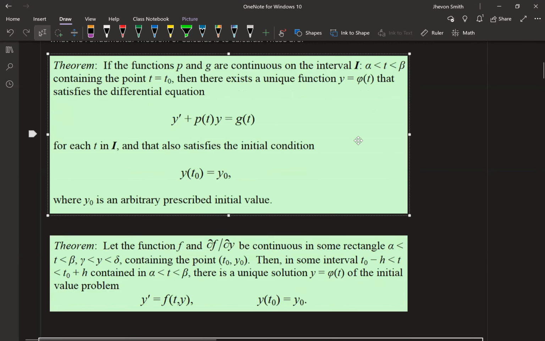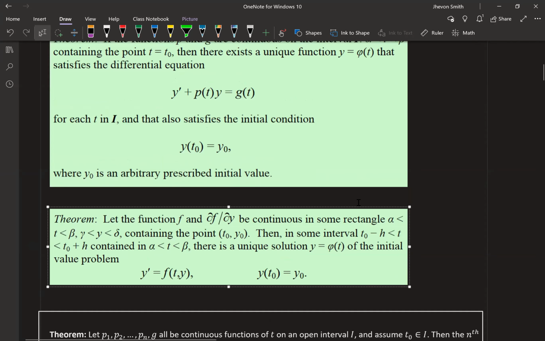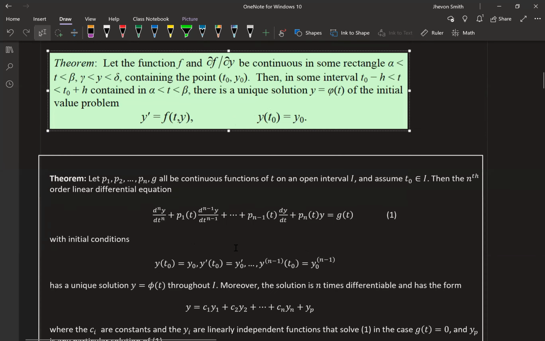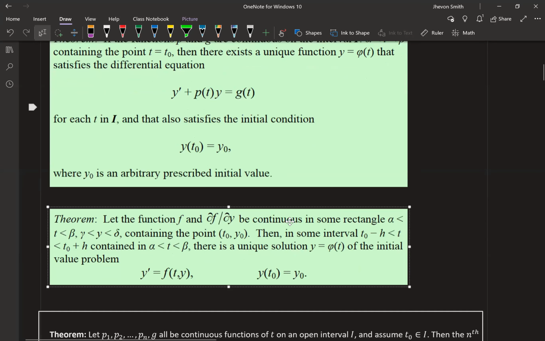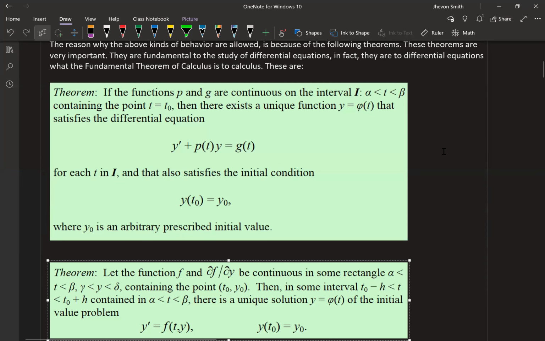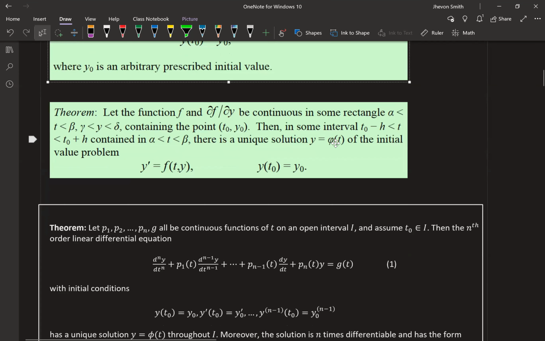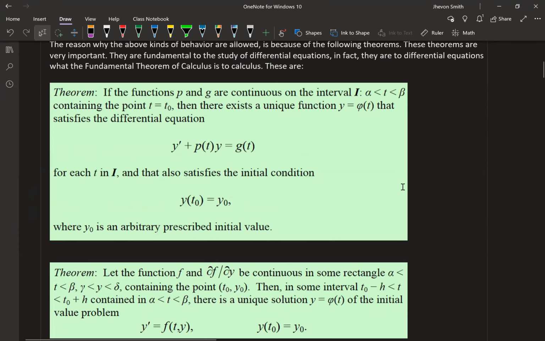So there are two theorems that deal with first order equations. This deals with first order linear, this deals with first order nonlinear. Then there's one theorem that deals with the nth order linear situation. Basically, these guys say a very important fact. These are called the existence and uniqueness theorems. So the first one is the existence and uniqueness theorem for first order linear equations. This is the existence and uniqueness theorem for first order nonlinear equations, like general equations. And this is the existence and uniqueness theorem for nth order linear differential equations.